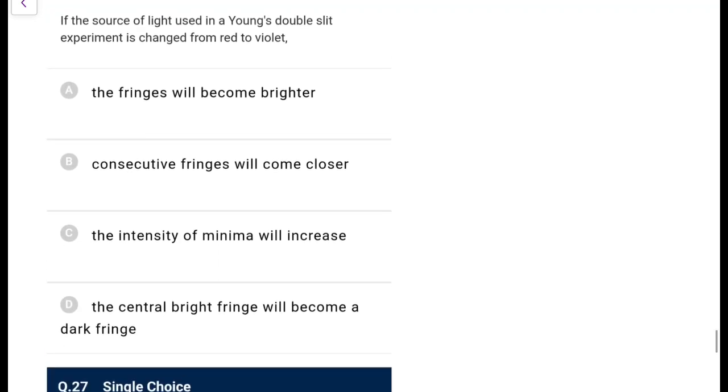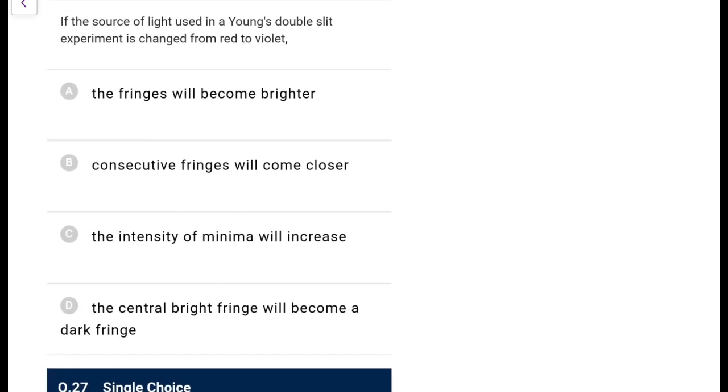Next one, if the source of light used in YDSE experiment is changed from red to violet, that means lambda is reduced, so fringe width will reduce, so fringes will come closer. So go with option B in this particular case.